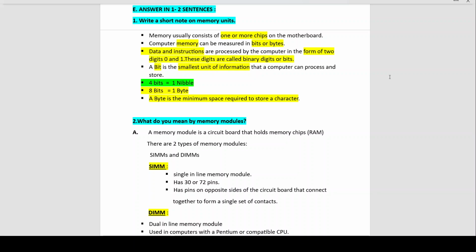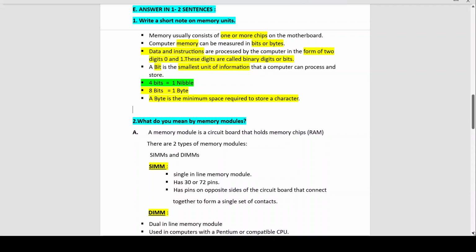Next, what do you mean by memory modules? A memory module is a circuit board which will hold your memory chips, RAM. Random access memory has the memory chips, and the memory module is a circuit board which will hold all these memory chips. There are two types of memory modules. One is SIMM, single inline memory module, and the other is DIMM, dual inline memory module. Dual means two.